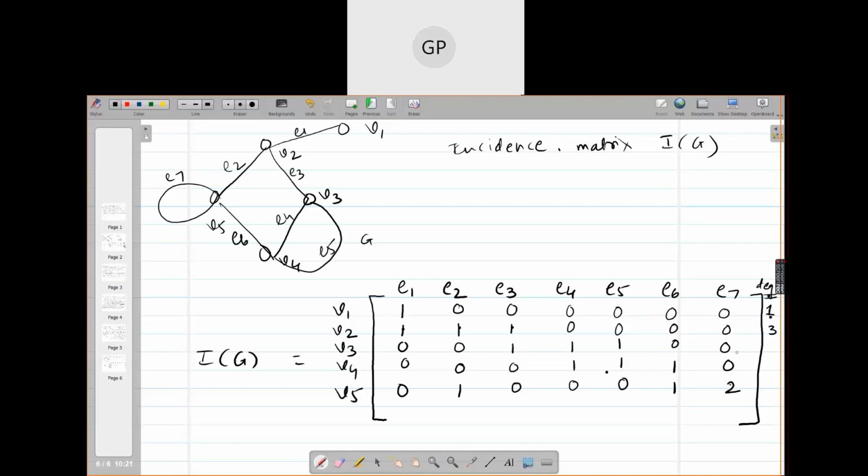Yes, ma'am. V3, what is degree of V3? Again 3. Degree of V4? 3. Degree of V5? 4. मिल रहा है आपको 4? Correct? Okay? Yes. So this is how one can write graph in terms of matrix.